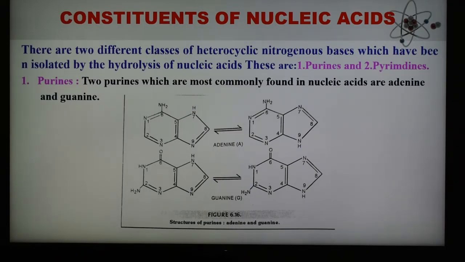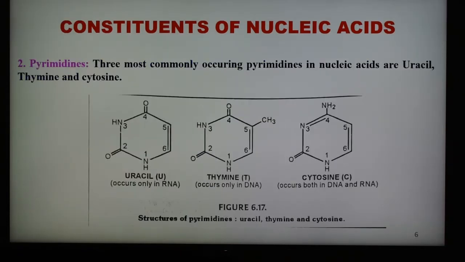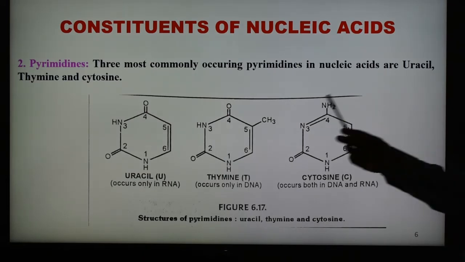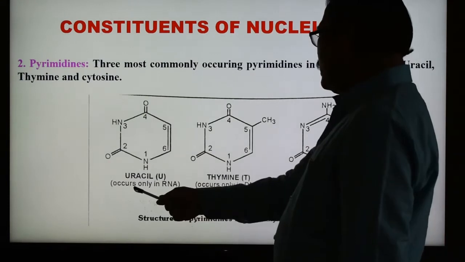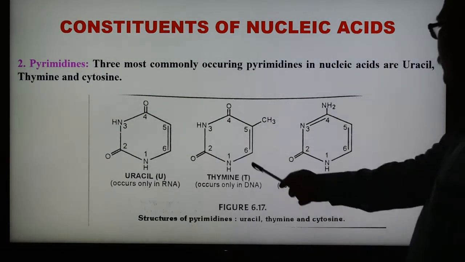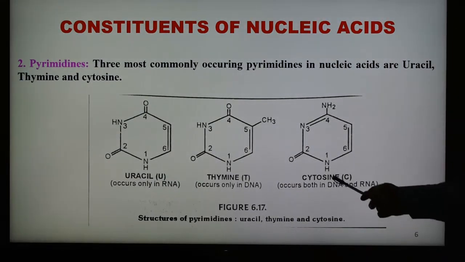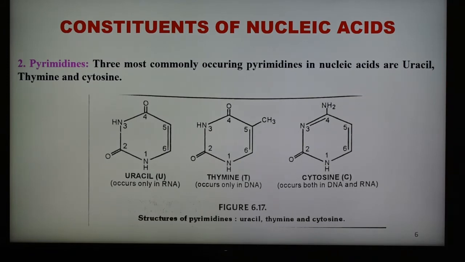these are the purines. And second is pyrimidine. So pyrimidine has this type of structure, and the pyrimidines most commonly found in nucleic acid are uracil, thymine and cytosine, and uracil generally occurs only in the RNA. This is the uracil, short U, occurs only in the RNA. This is thymine, occurs in the DNA, and this cytosine occurs both in DNA and RNA.